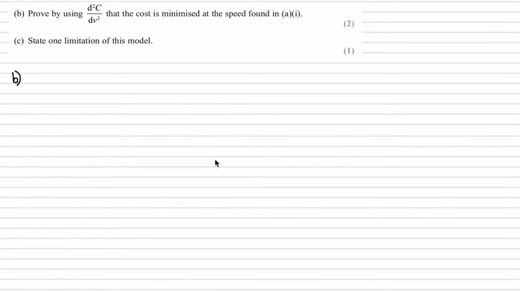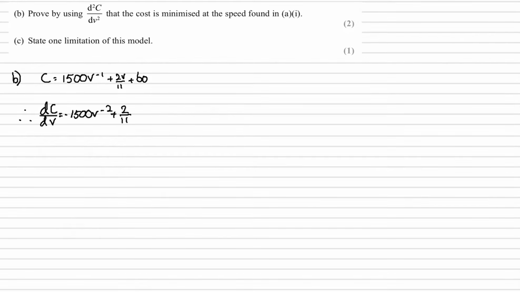Hi. So for part B of this question, we've been asked to prove by using the second derivative of c with respect to v that the cost is minimized at the speed found in question A1 for 2 marks. Okay. So we know the function c in terms of v. Okay, and again I've just used my knowledge of indice laws just to bring this v up. Okay, to have it in this form.